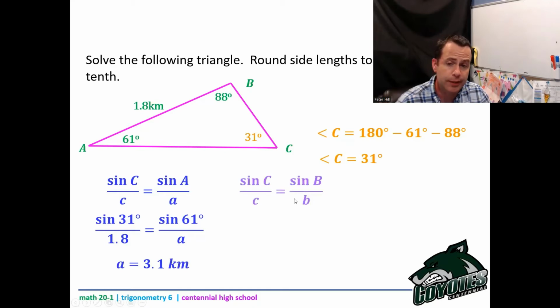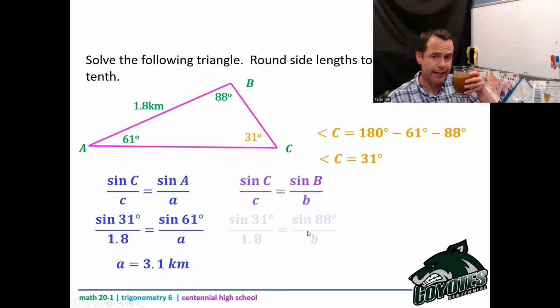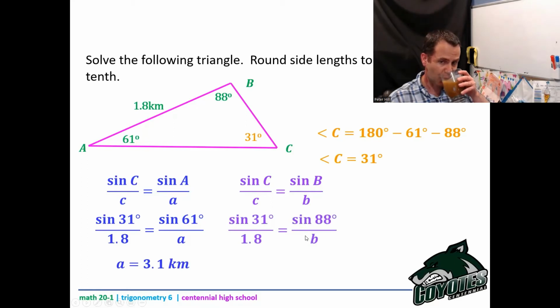We start with the same formula, sine C over C equals sine B over B. I know angle C is 31 degrees, I know C is 1.8, and I know angle B is 88, so I can plug all that in. Again, you should be pausing me and trying this yourself. I'm going to go sine 88 times 1.8 divided by sine 31, and that should give you 3.5 kilometers. That's all we're doing today.